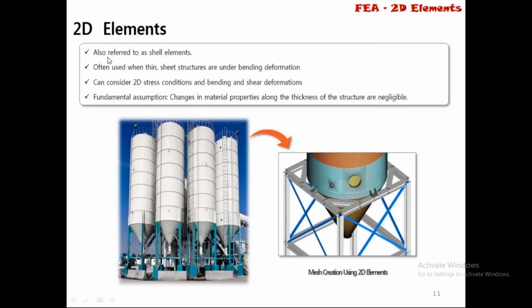2D, also referred to as a shell, is often used when thin steel structures are under bending deformation. For example, as this is a shell, due to transverse load it can bend, correct. So we can consider a 2D stress condition and bending and shearing deformation. The fundamental assumption is that change in material property along the thickness of the structure is negligible.